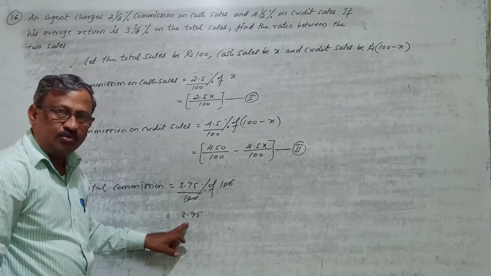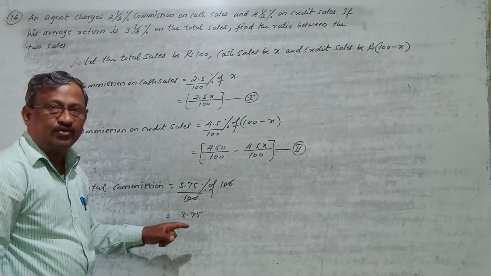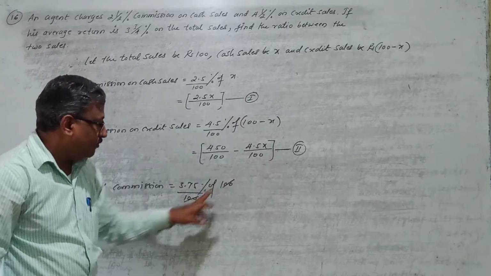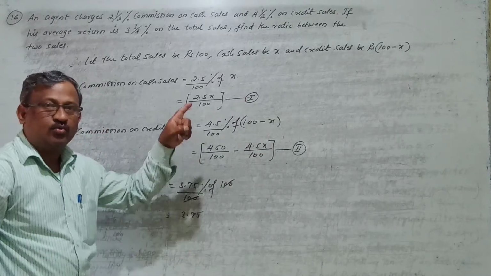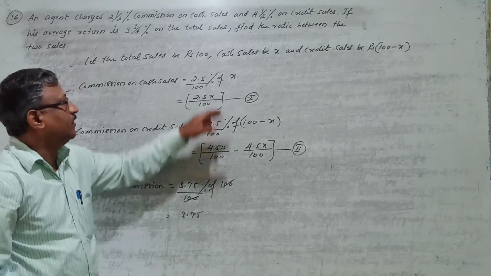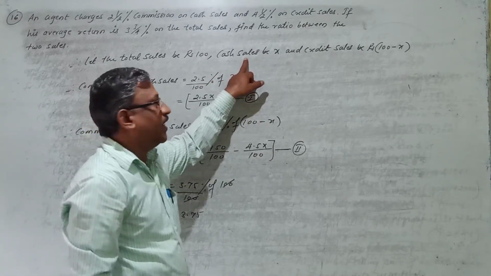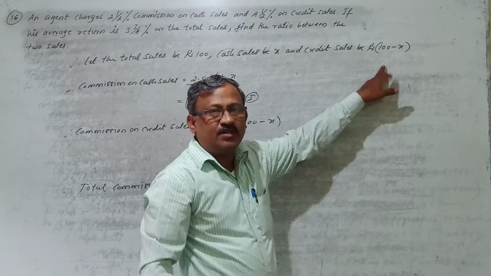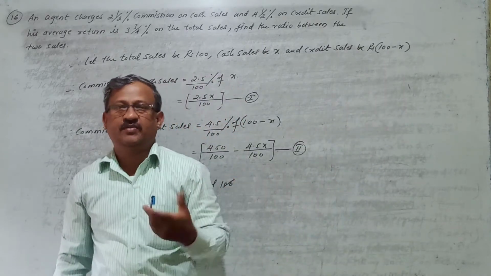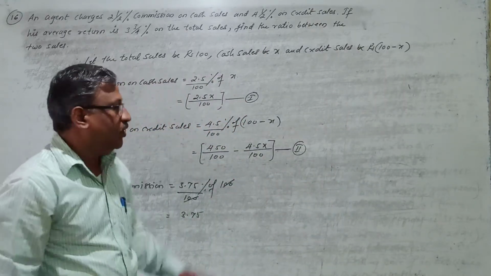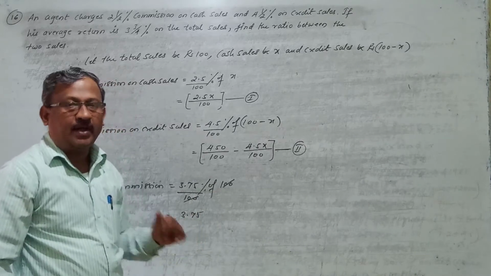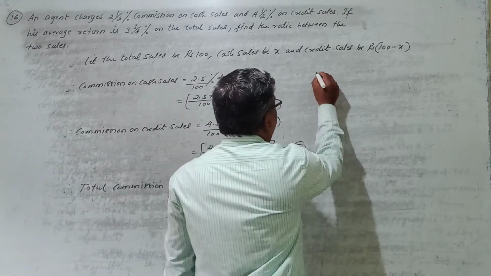So how do you put the equation? First plus second equals 3.75, and you have to solve that equation for X. So you get the X value. Means you will get the cash sales. And once you know cash sales, we can easily find out the credit sales. And once you know the cash and credit sales, we can easily calculate the ratio. So let's first calculate the value of x by putting the equation.